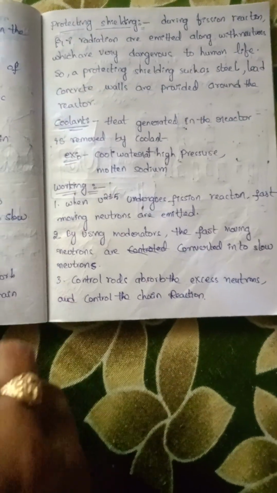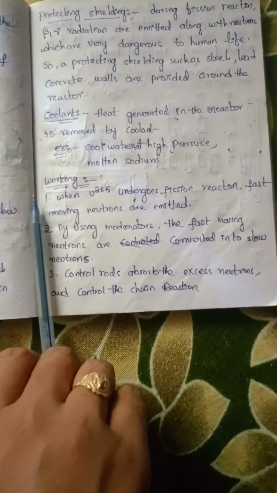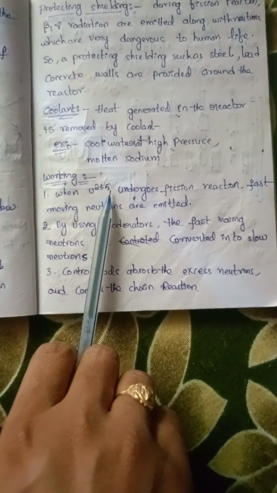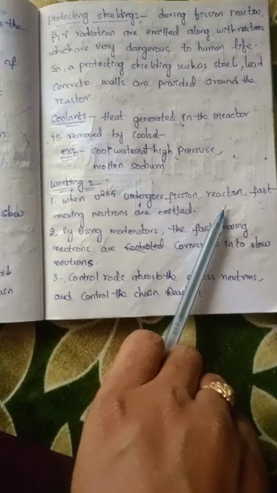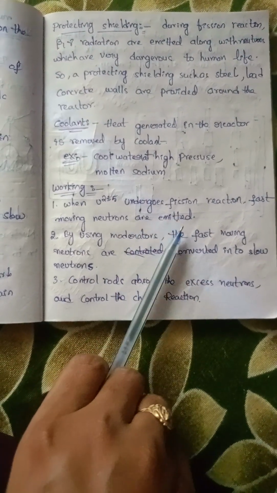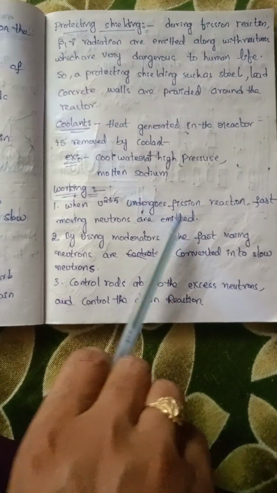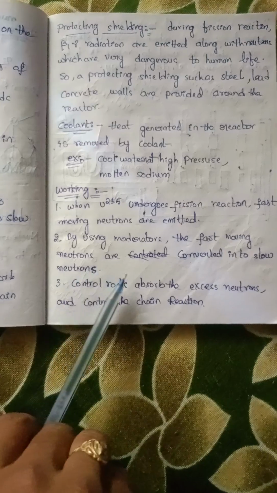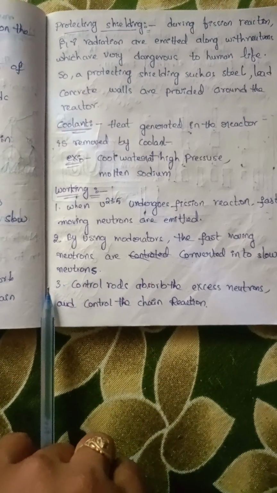Next, the working process. When uranium-235 undergoes fission reaction, fast moving neutrons are emitted. By using moderators, the fast moving neutrons are converted into slow moving neutrons.